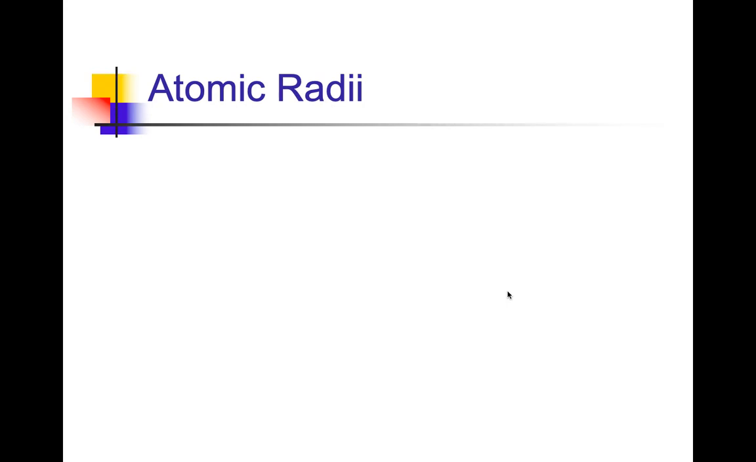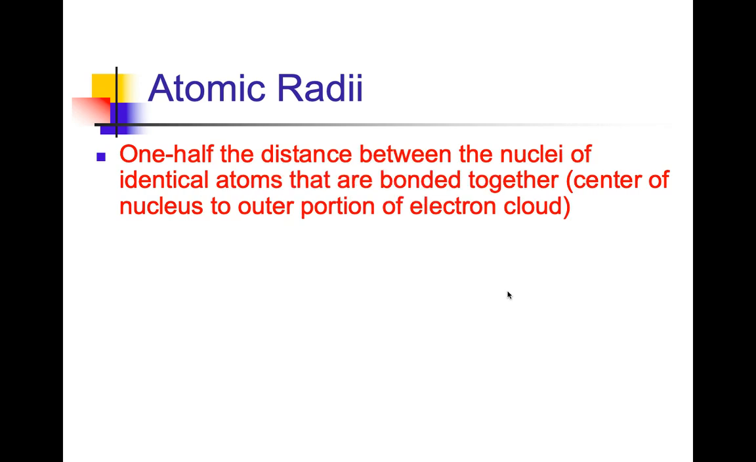Okay, so let's first define what atomic radii is. So it's really, in layman's terms, the size of the atom. Okay, specifically, as you can see here, 1/2 the distance between the nuclei of identical atoms that are bonded together. So from the center of the nucleus to the outer portion of the electron cloud. We do that with two atoms bonded together because one atom, that outer portion of the cloud, is so fuzzy.